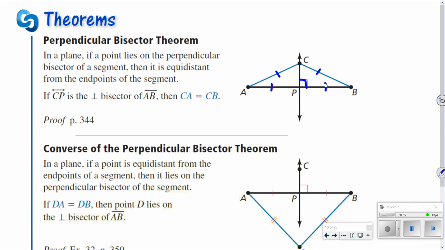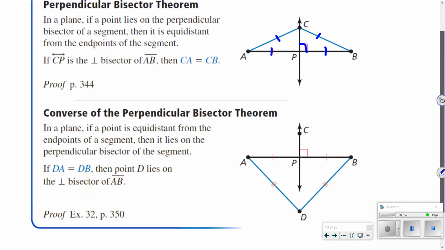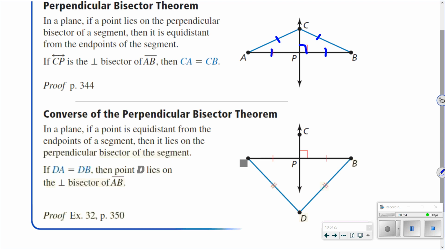The second theorem is the converse. Converse just means you switch the if and the then. So this one says if I have a point D and it's equal distance from the two endpoints, equal distance from A and from B, then it has to fall on the perpendicular bisector, right? It's going to be on that perpendicular bisector going that direction. So it works both directions. If it's on the perpendicular bisector, it's equal distance from the endpoints. If it's equal distance from the endpoints, then it's on the perpendicular bisector.